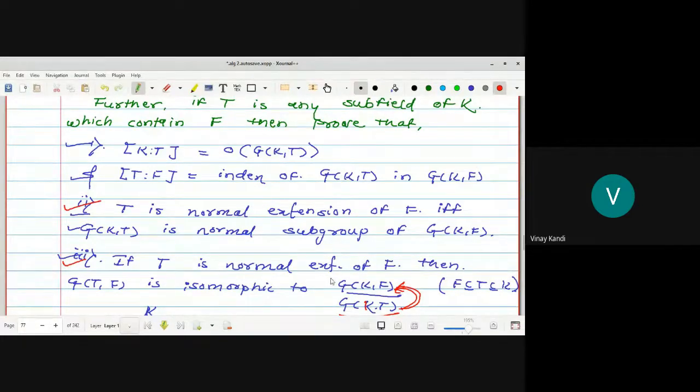And the second and third statements we will prove in the next lecture. Okay, for today it is sufficient. What is the second statement? T is a normal extension of F if and only if G(K,T) is a normal subgroup of G(K,F). That means the fixed field of G(K,F) is equal to F. Any doubt up to here?